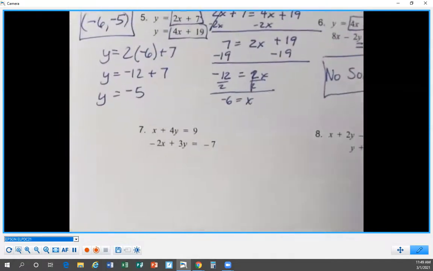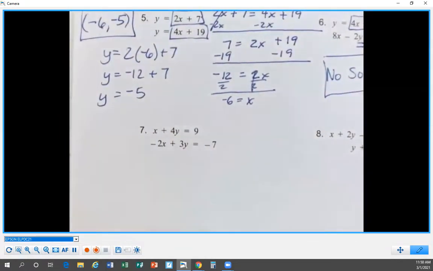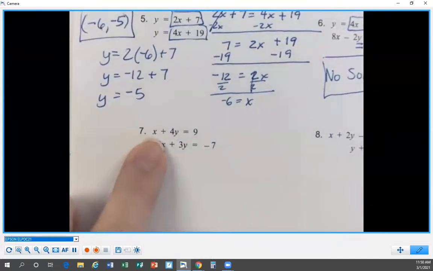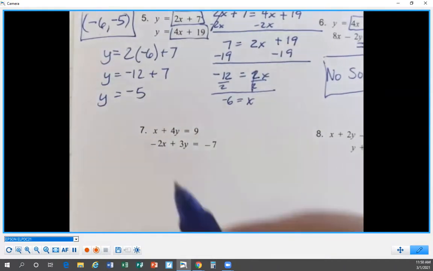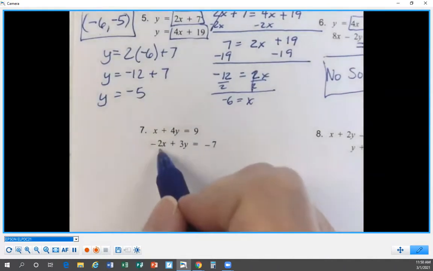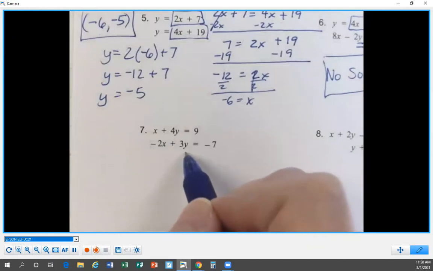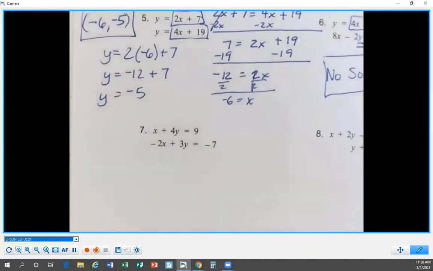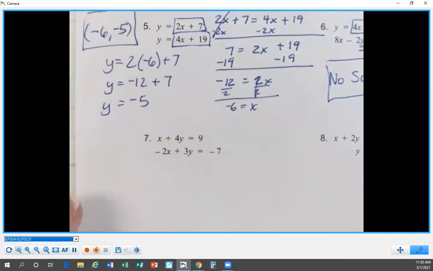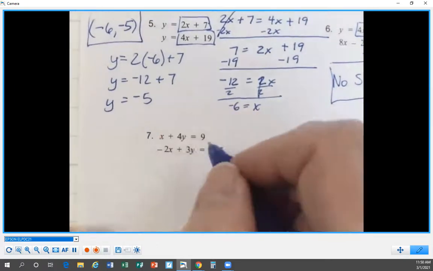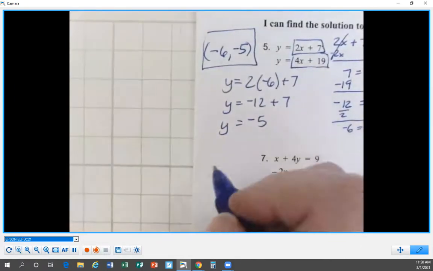Okay, number 7. So the easiest variable to solve for will be this top x because it already has a coefficient of 1. So this has a coefficient of 4, this has a coefficient of negative 2, this has a coefficient of 3, so that x will probably be the easiest variable to isolate.